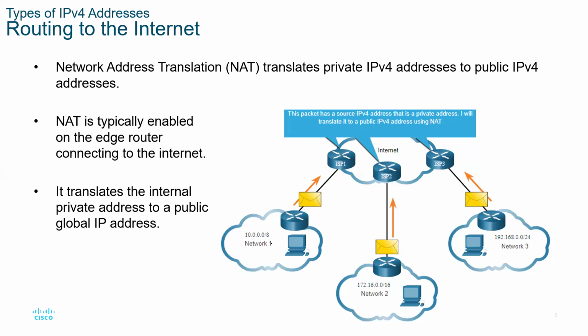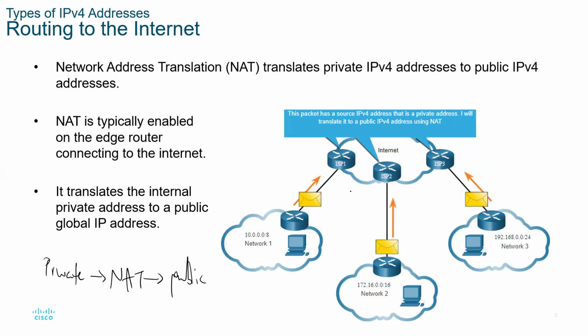Between the private and the public, in between, there is what we call address translation, network address translation. Since private IP addresses are not routable over the internet, they will need to be translated to public. And that is how we are able to route over the internet.